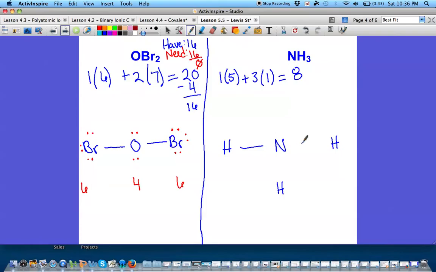Now I'm going to single bond the atoms. 2, 4, 6 electrons are taken up with my bonds, so I'm going to subtract that from my total. So I have 2 electrons. I'm going to go back and assess the needs. All of my hydrogens have a bond, so they're taken care of. Nitrogen has 2, 4, 6, so it is going to need 2. So I have 2 and I need 2. So since I have enough, I can just go in and apply my dots.